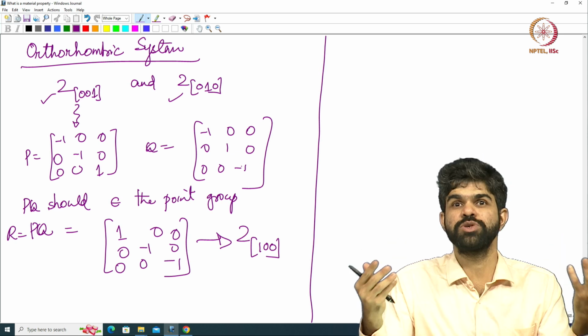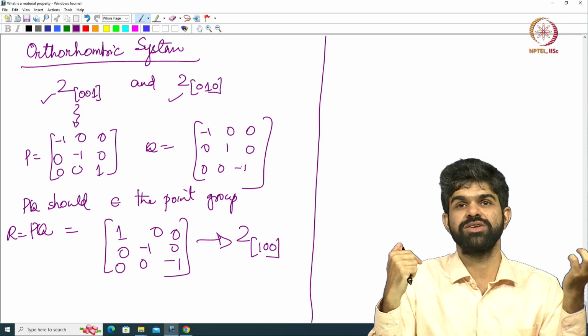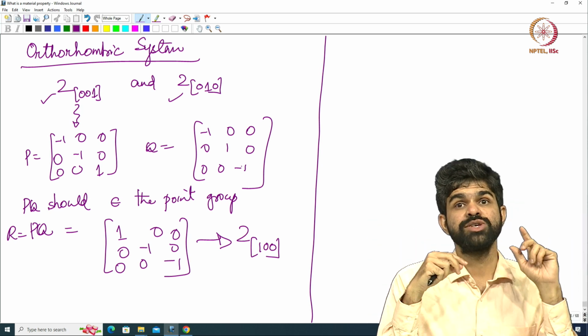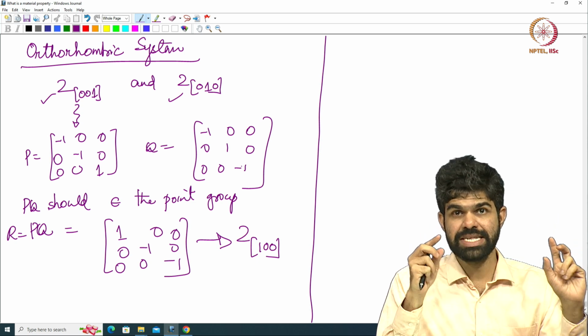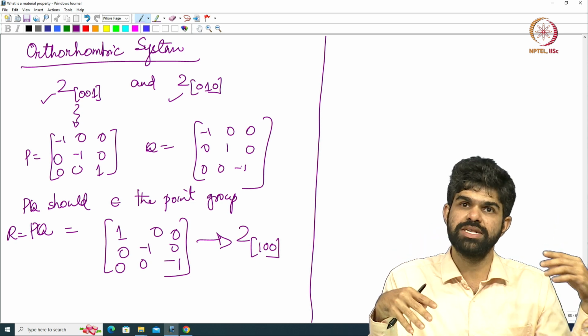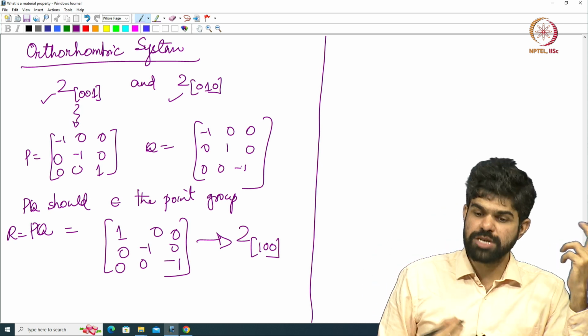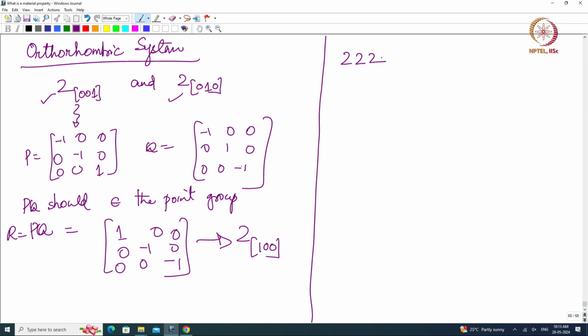that gives you that my axes are actually going to be perpendicular to each other, that tells you that what I have is an orthorhombic system. Then, because these 2 operations exist, the third operation also should exist, and that is a twofold axis about 1 0 0. Okay. So, the first point group in the orthorhombic system hence is going to be 2 2 2, right.